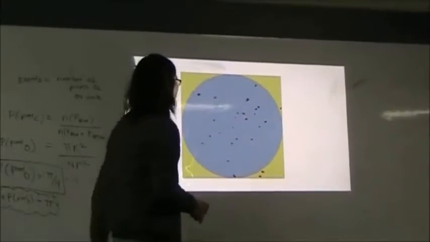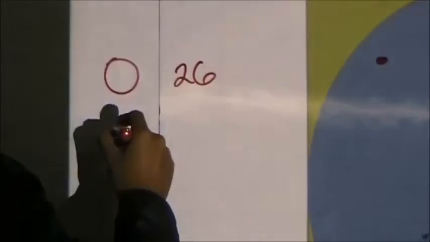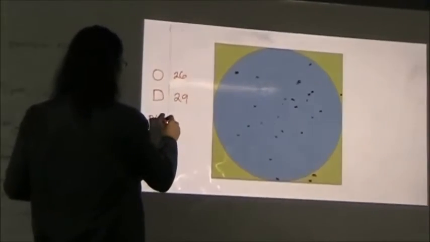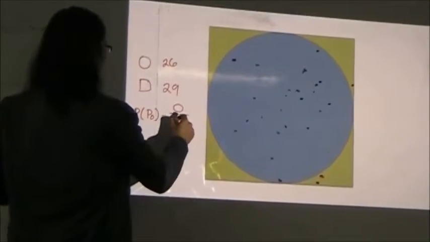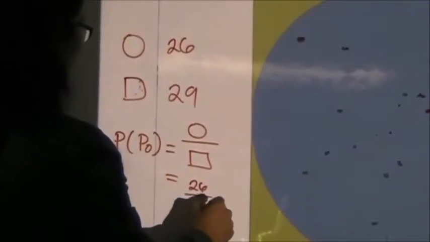Because we focus on the zero. But let's just see. Let's count how many are in the zero. 1, 2, 3, 4, 5, 6, 7, 8, 9, 10, 11, 12, 13, 14, 15. And obviously there's only 3 on there. So it means that on the square there are 29. So how do I get the probability? Circle over square. The probability of a pixel on the circle is equal to those on the circle over those on the square. The square is the total. So 26 over 29.